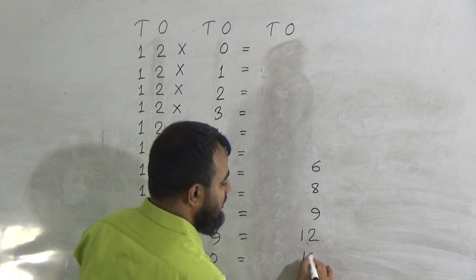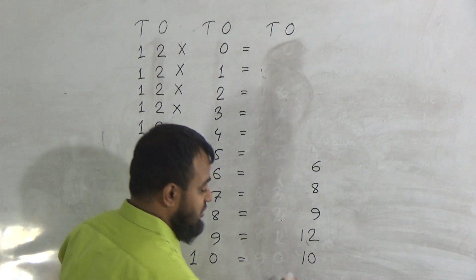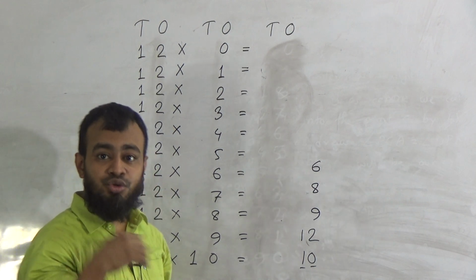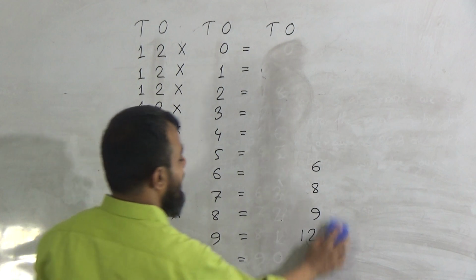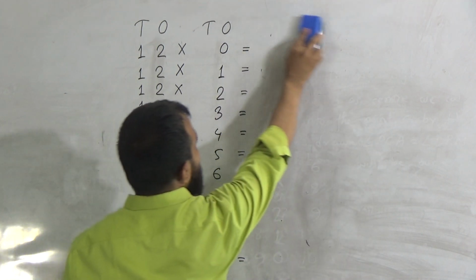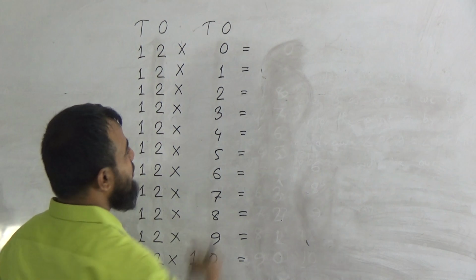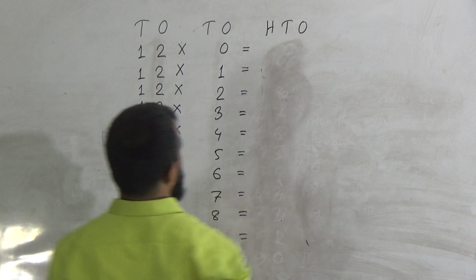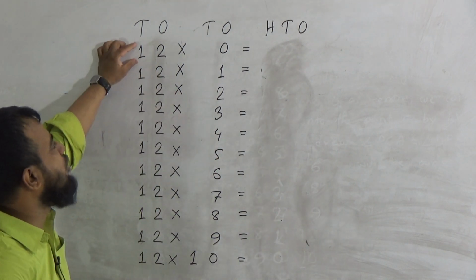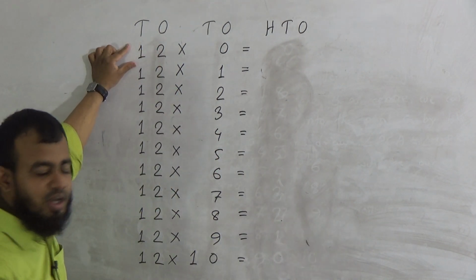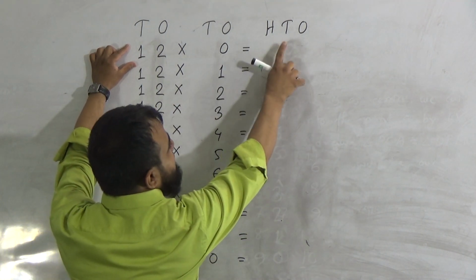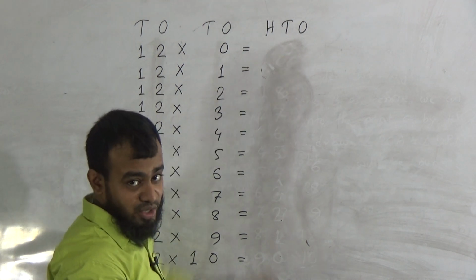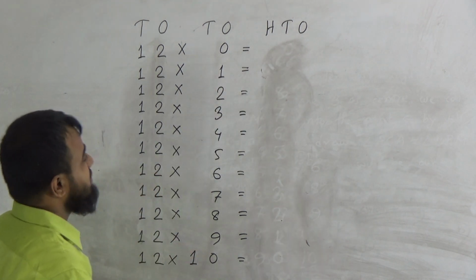Also, when we write down the times table of 10, 10 has two digits. So if we write down the times table of any two digit numbers, then we will write down on the right side HTO. H means 100, T means tens, O means ones. Because I am going to write down the double digit numbers times table, that is why we will use HTO on the right side. Okay, we need that place 100.